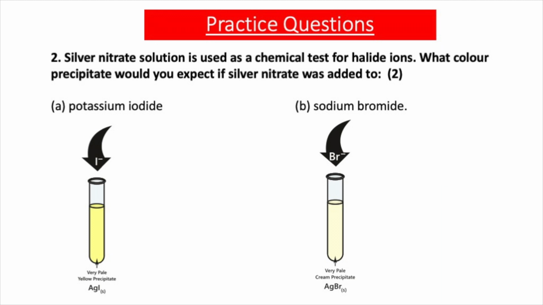So question 2 states that silver nitrate is used as a chemical test for halide ions. So by halide ions we mean chloride ions, bromide ions and iodide ions. And the question is asking you what colour precipitate would you expect if silver nitrate was added to A, potassium iodide and B, sodium bromide. Now if it's added to potassium iodide you would form a yellow precipitate, and this is because you form silver iodide. And if you added silver nitrate to sodium bromide you would form a cream precipitate, that's because silver bromide is cream. And there's 1 mark for each correct colour here.